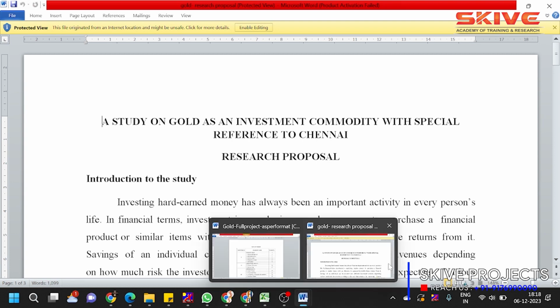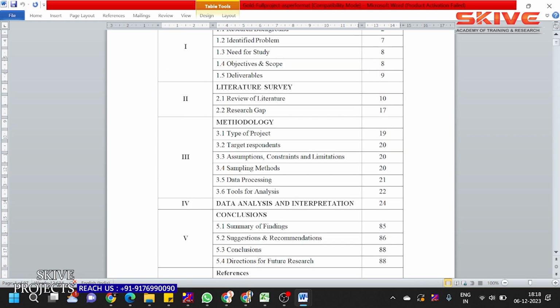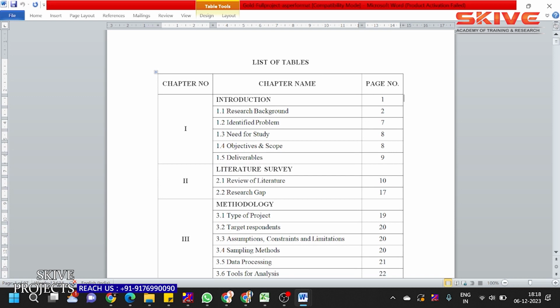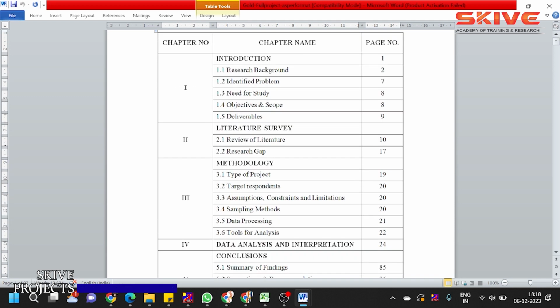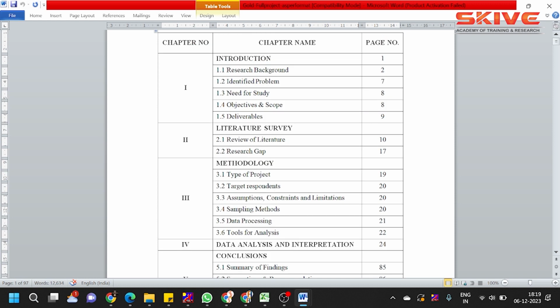So, let us see the project demo. Starting with the list of contents, we divided the entire project into 5 different chapters. Chapter 1 contains an introduction with the subheadings of research background, identification of the problem, need for the study, objectives, and scope with deliverables.